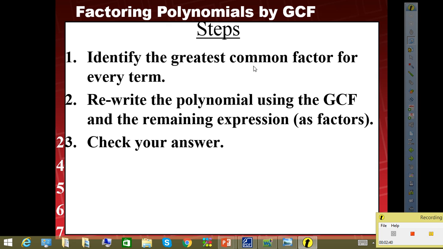It says, identify the GCF for every term. Do we know how to do that? Yeah, we just did that right now, didn't we? All right, rewrite the polynomial using the GCF and the remaining expression. We're going to do that right now, and we're going to check our answer. So, to clarify some terms, you have space on the Q side. I want you to write factor and leave a space. And then underneath, you're going to write factoring. So, factors, leave a space for the definition. And then factoring, leave a space.